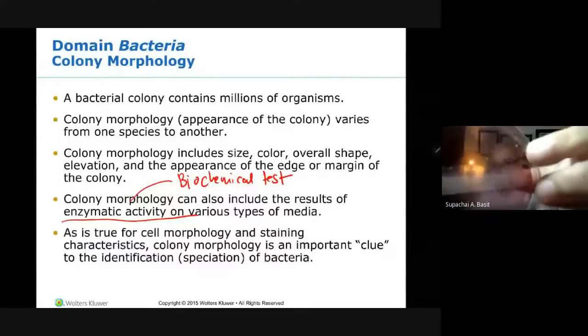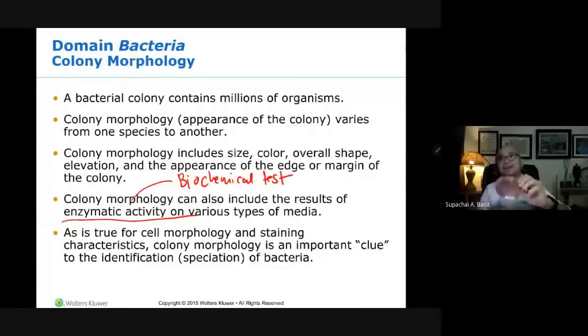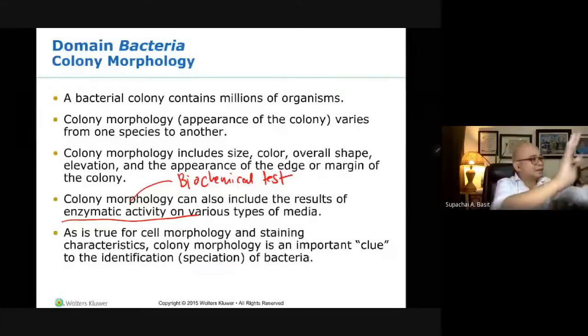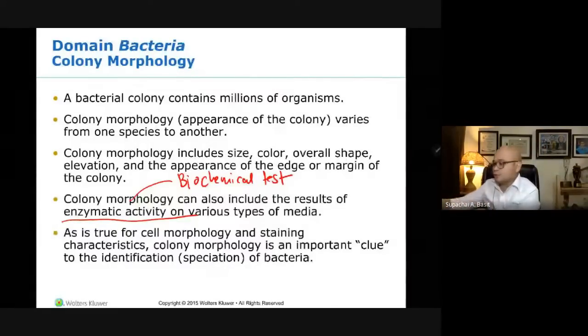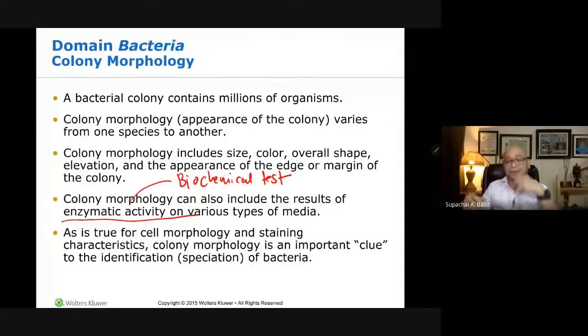Maybe I can place it on display again in the lab. So if you have time, you can pass through the lab to observe how they look. That's how we culture bacteria. So we culture bacteria in culture media.